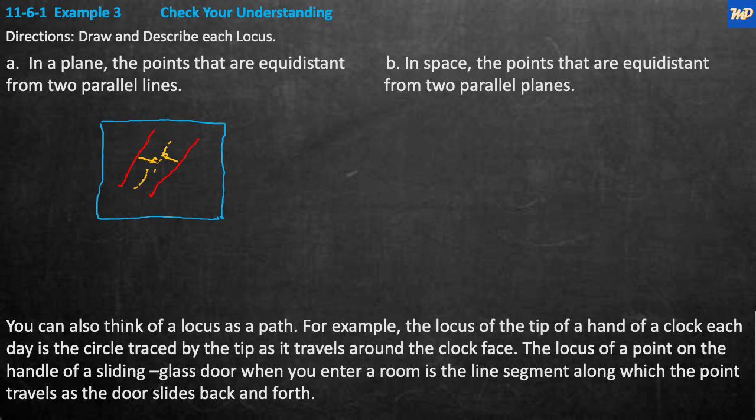The other one says in space, the points that are equidistant from 2 parallel planes. Well, I might have real trouble trying to draw this, but let's see if I can. I'm going to draw a point here and a point here and a point here, and a point here. So that's going to give me this and this, hopefully. And I'm going to draw a point down here and a point down here. It's going to give me the front of this plane.